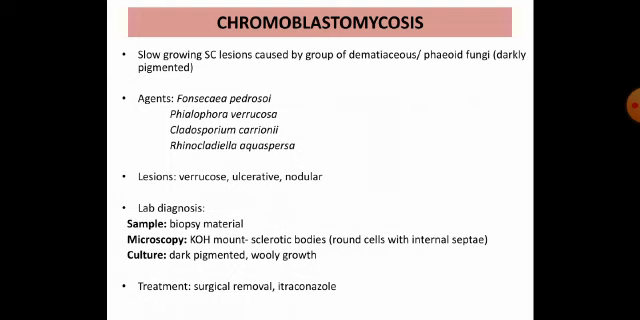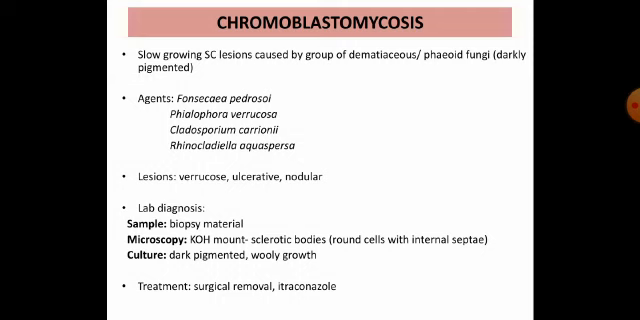Coming to the next subcutaneous mycosis, that is chromoblastomycosis. This is again a slow growing subcutaneous lesion caused by a group of demataceous or phaeoid fungi. That means these fungi, they themselves are darkly pigmented. So they are nothing but the color producing fungus. So the agents which cause chromo means color producing. Okay. So the agents which are causing chromoblastomycosis are Fonsecaea pedrosoi, Phialophora verrucosa, Cladosporium carrionii, Rhinocladiella aquaspersa.